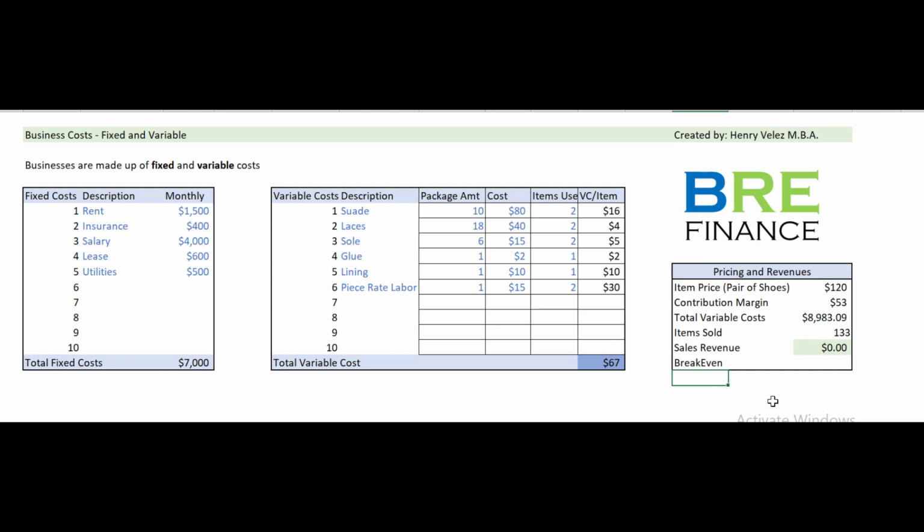So to check our work, we should see that 133 items multiplied by the contribution margin should equal the total fixed cost of 7,000, and it's very close, very close. So we can confidently say that we have to sell, let's say 134 items to break even.